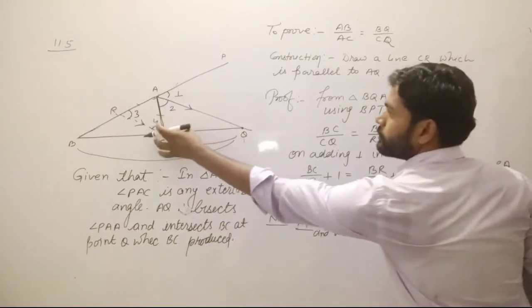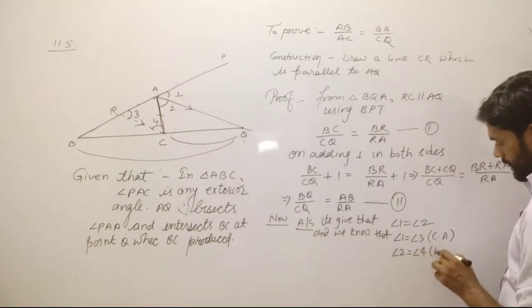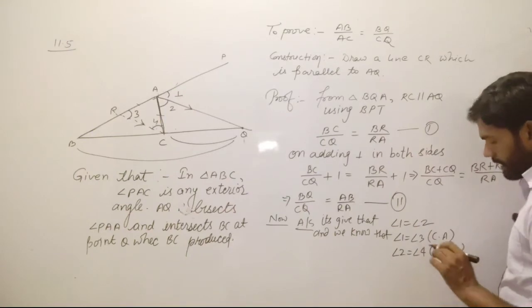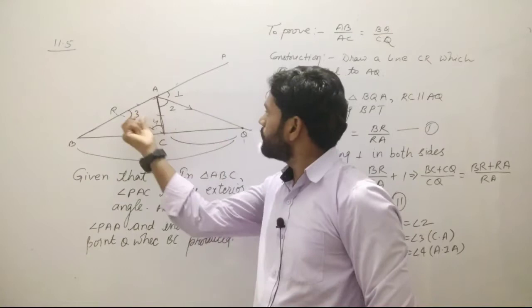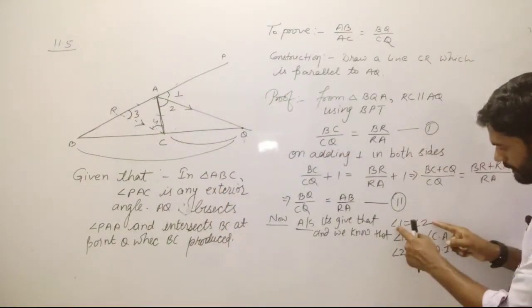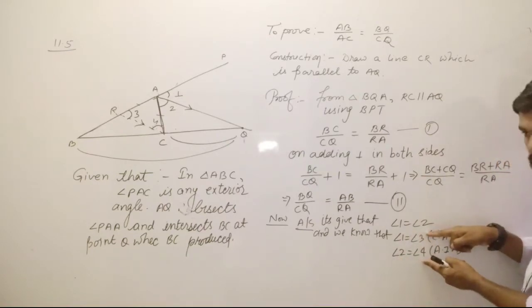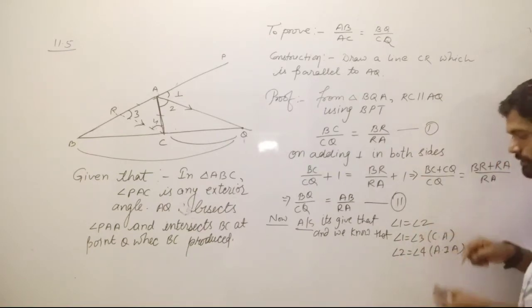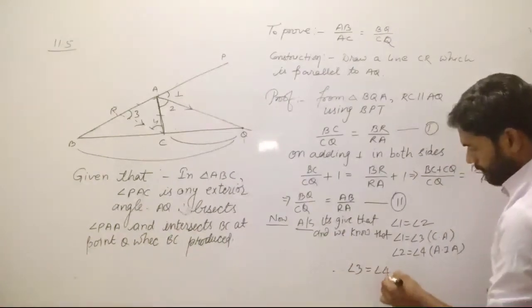Next, angle 2 and angle 4 are equal. Angle 2 is equals to angle 4. These are alternate interior angles. Got it? Now 1 and 2 are equal, then I think that these are also equal. And these are absolutely equal to each other. So therefore angle 3 is equals to angle 4.